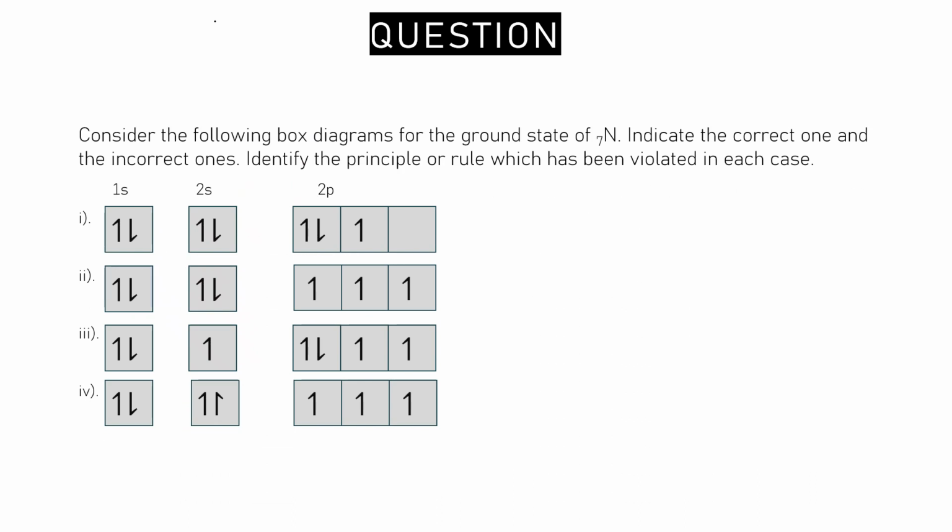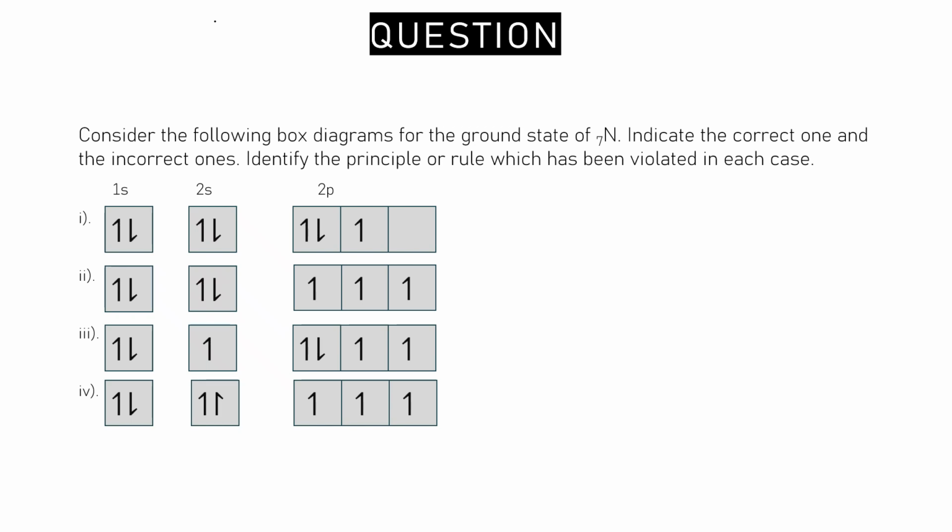Consider the following box diagrams for the ground state of nitrogen. Indicate the correct one and the incorrect ones. Identify the principle or rule which has been violated in each case. So this is for the incorrect ones.